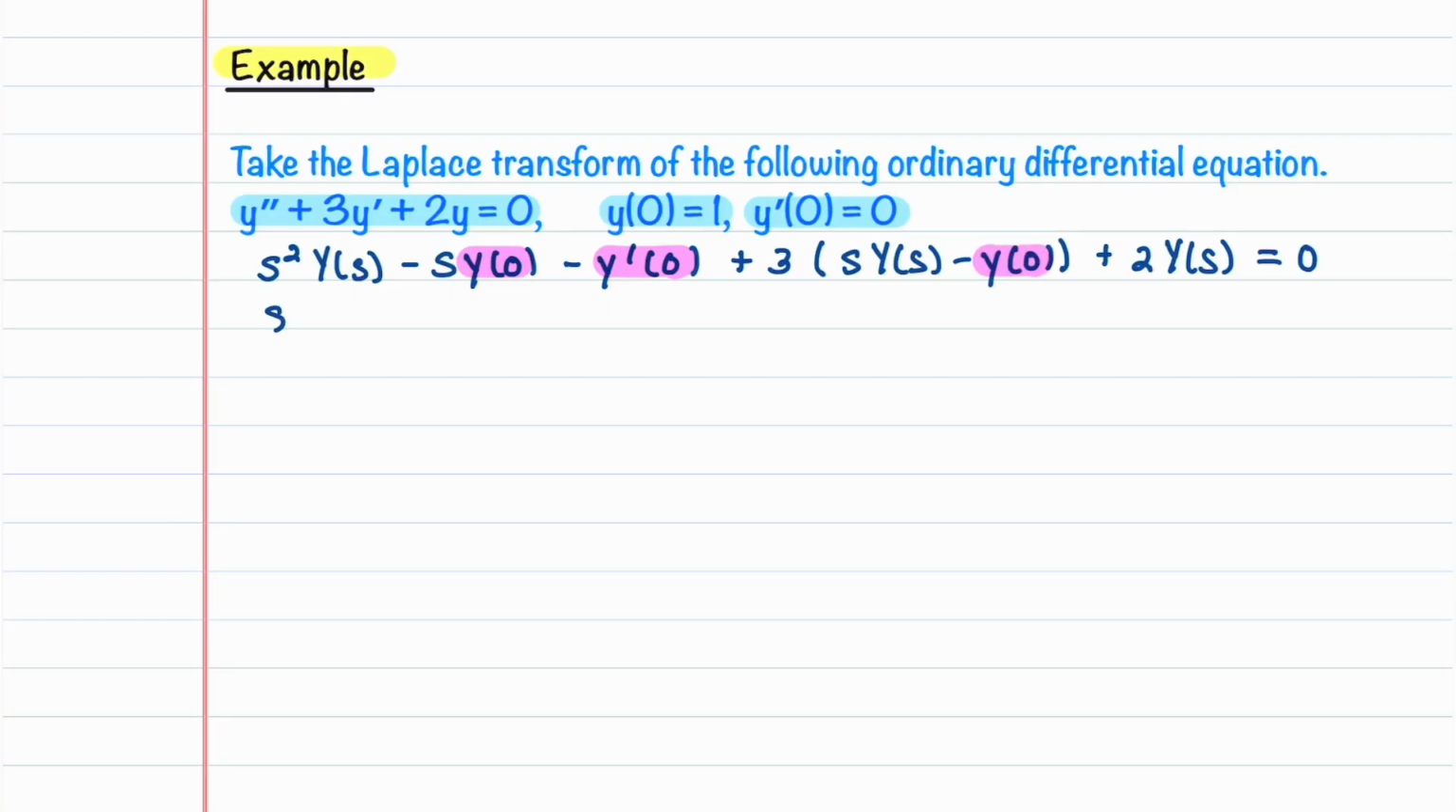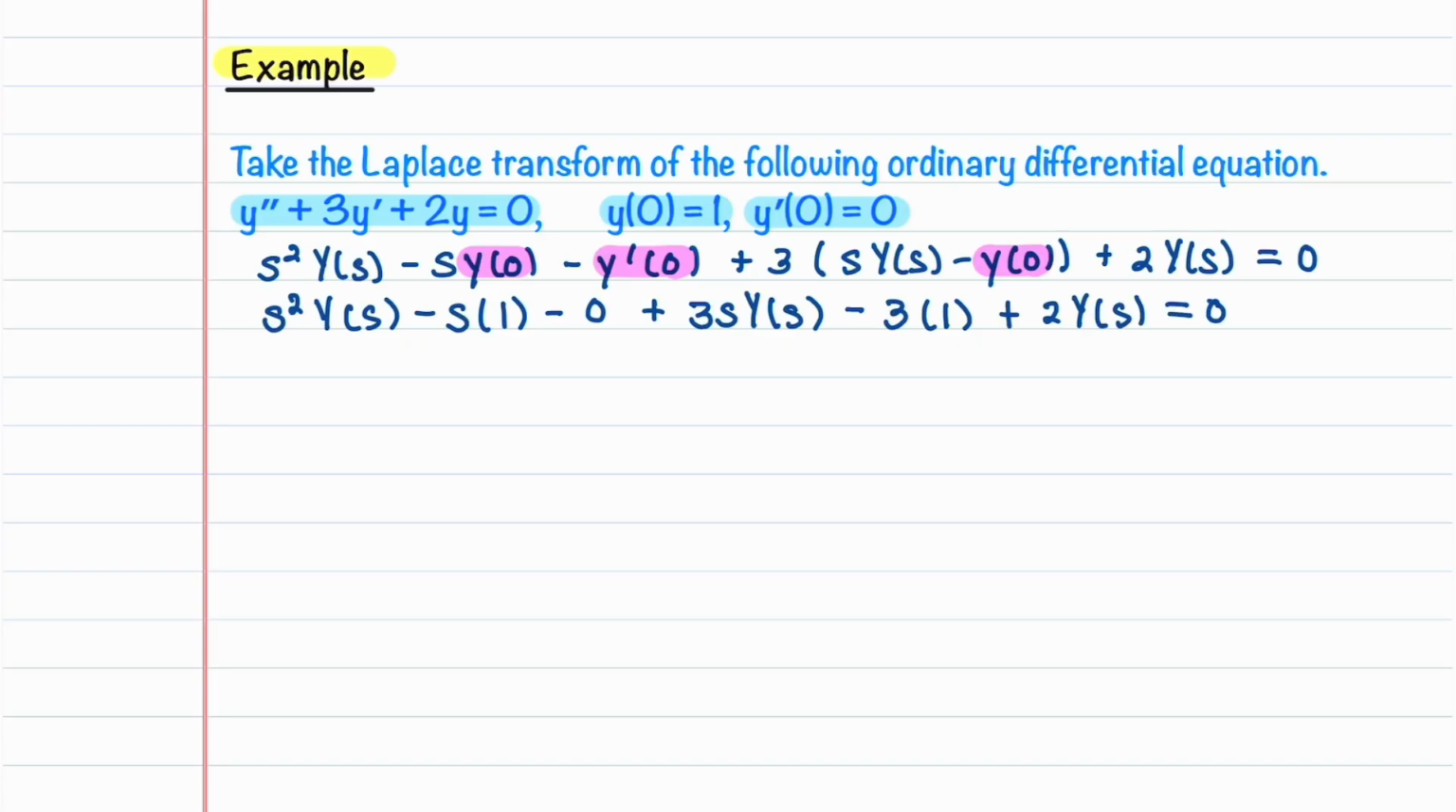This gives us s squared capital Y of s, minus s times little y of 0, that is equal to 1, minus y prime of 0, that's 0. And then distributing the 3, we have 3s capital Y of s, minus 3 times little y of 0, which is equal to 1, plus 2 capital Y of s is equal to 0.